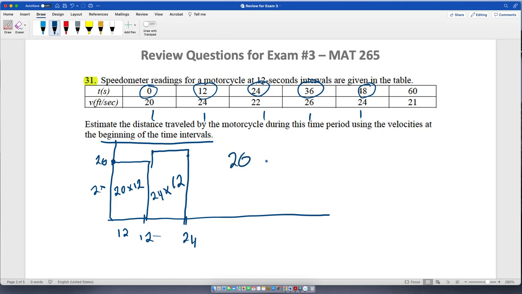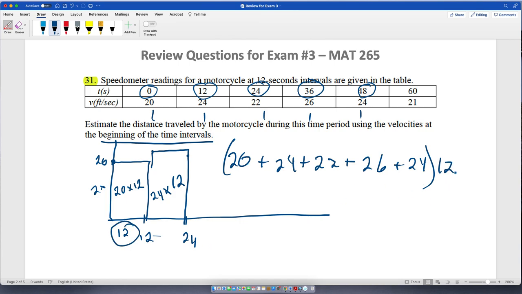So for this one, you just do 20 plus 24, plus 22, plus 26, plus 24 again. Those will give us all the heights we're going to use for our boxes, and the widths are always 12 seconds, and so that's going to give us our area. Let's see if I can get that calculator to work again.